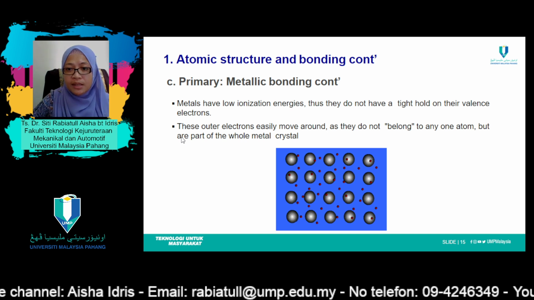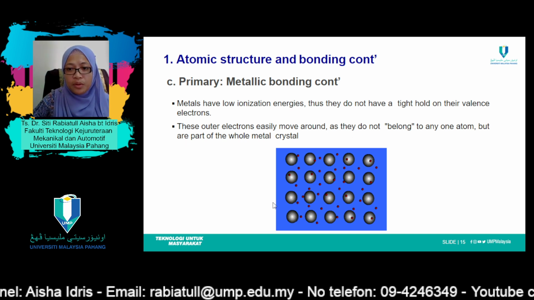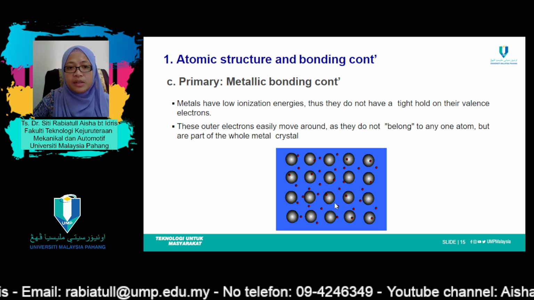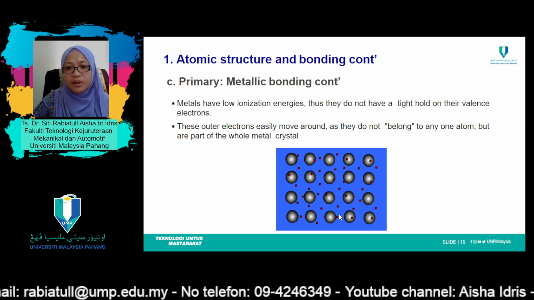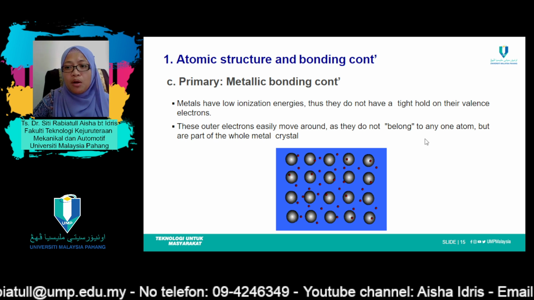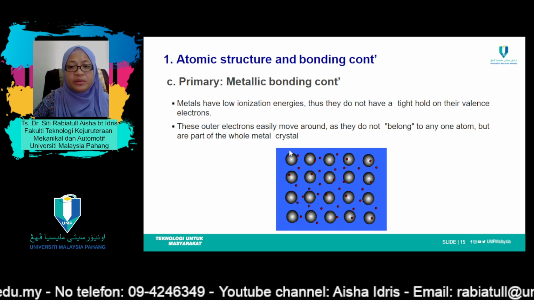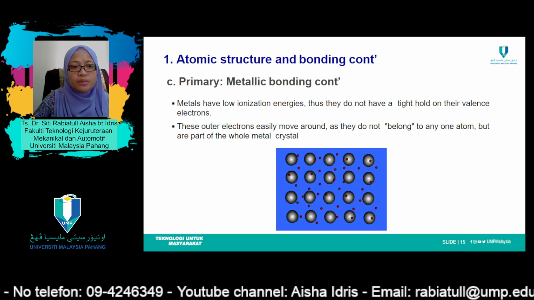Let's see the example here. If you look at here, there's a sea of electrons because they do not belong to any one atom, but they are part of the whole metal crystal. So that is metallic bonding.